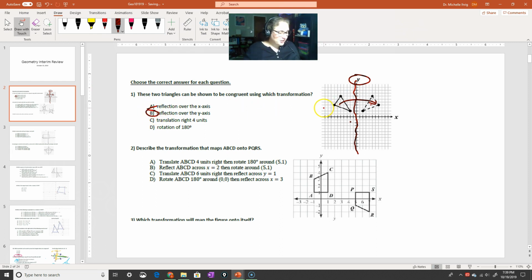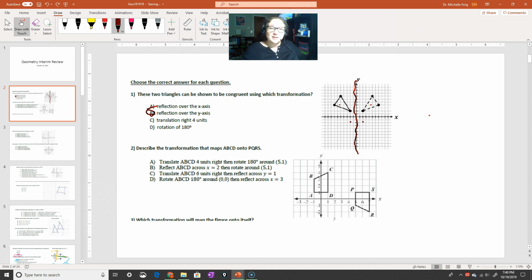A translation of 4 units right would end up just having everything move this way. So it would look like this, which is not what's happening. And a rotation of 180 degrees would have the points be down here, which again is not what's happening. So that's why you're left with choice letter B.